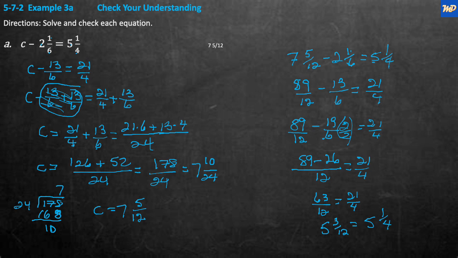Well, is 5 and 3/12 the same as 5 and 1/4? Well, 3/12 is equal to 1/4 because I can divide the numerator by 3 and the denominator by 3, and I end up with 1 fourth. So these two are exactly identical.